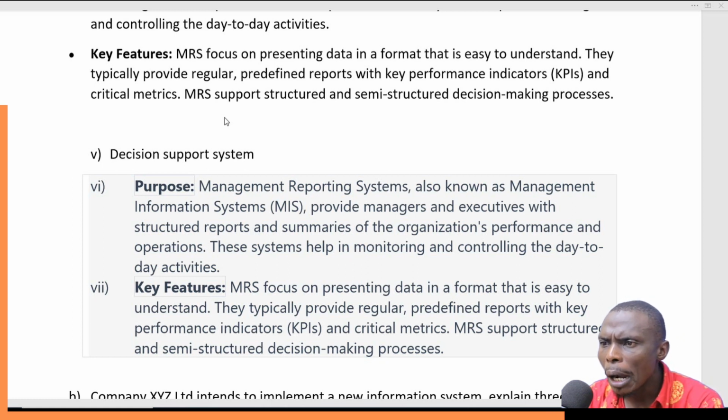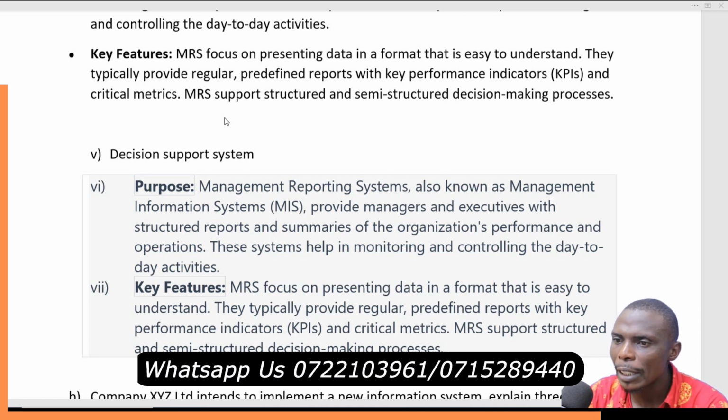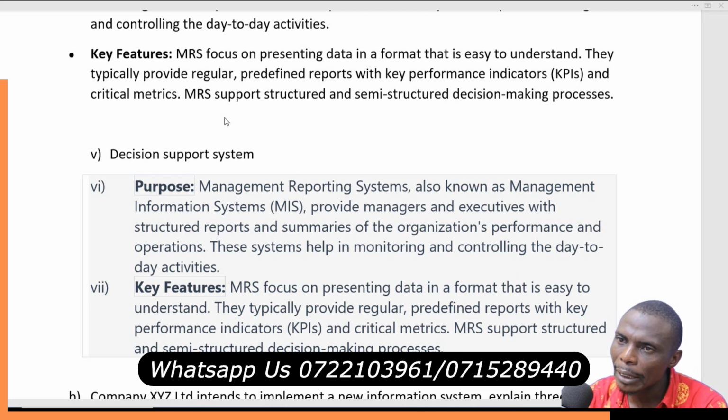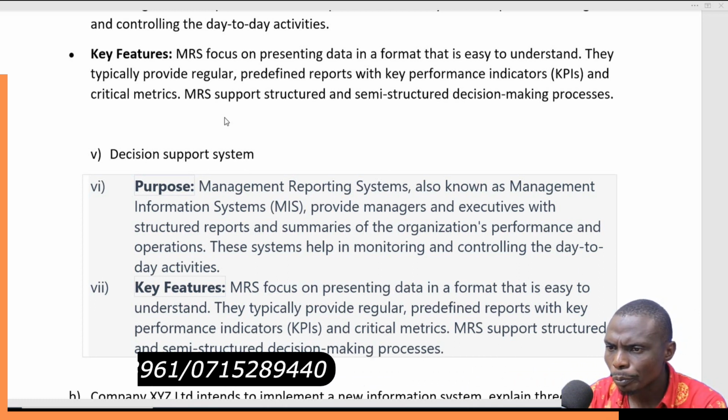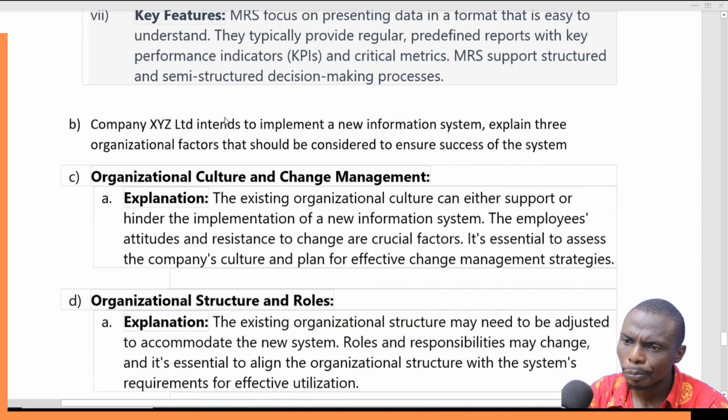So we say management reporting system, also known as management information system, provides managers and executives with structured reports and summaries of organization performance and operations. So now they provide summaries that were taken from the other system, and they majorly focus on presenting data in formats that are easily understood. They typically provide regular predefined reports with key performance indicators and critical metrics. So this is the function of a decision support system.